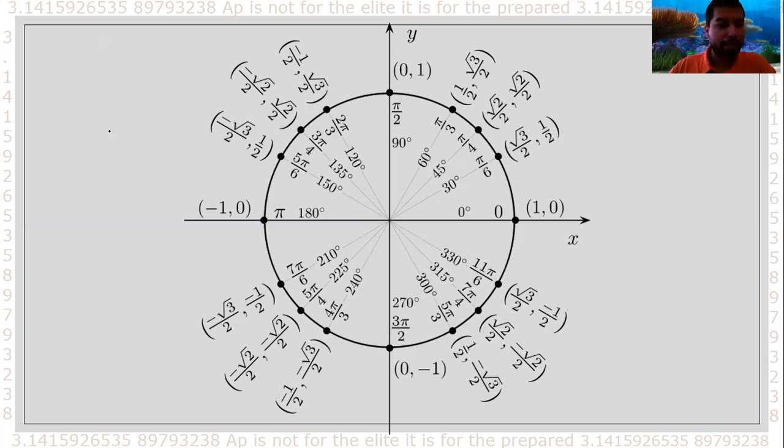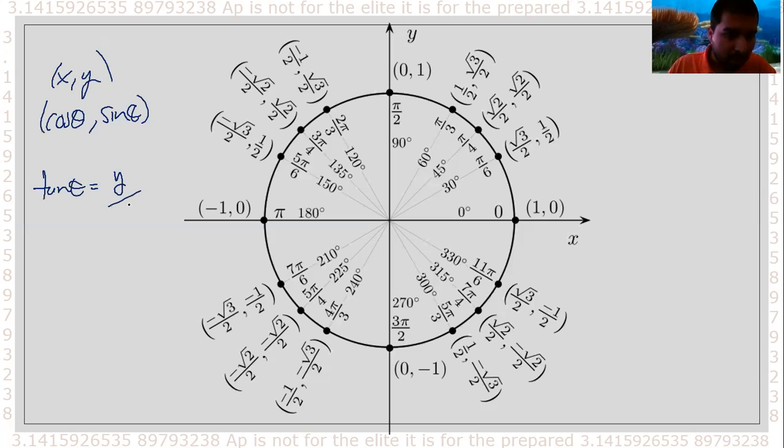Keep in mind, the x's and y's are these coordinates right here, which are our cosine at that given angle and our sine distance at that given angle. And for tangent, don't forget that tangent is y over x.